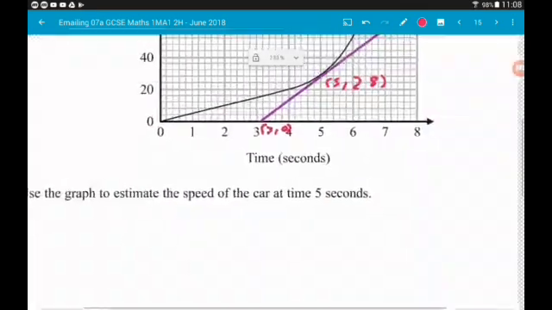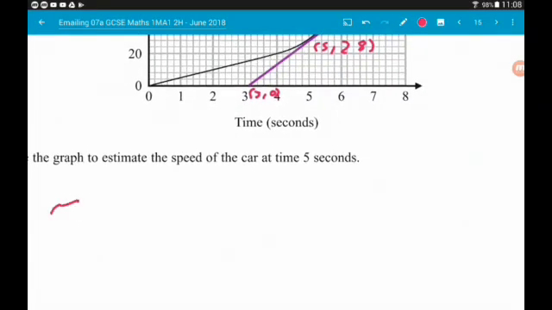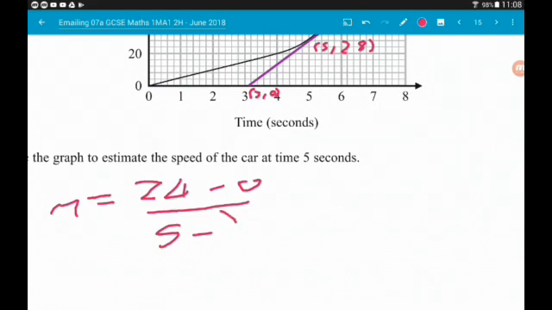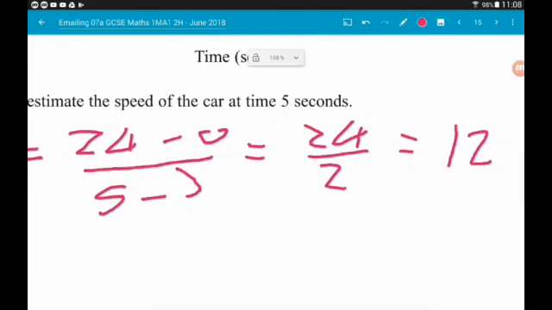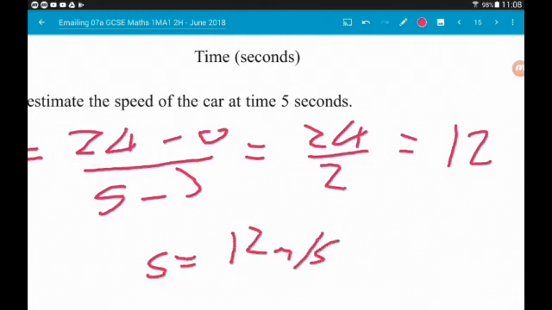So, to then find our gradient, we do 24 minus 0 over 5 minus 3, which is 24 over 2, which gives us 12. So that is the gradient of the tangent, so it's the gradient of the curve, which means it's the estimate for our speed. So our speed is 12 meters per second.